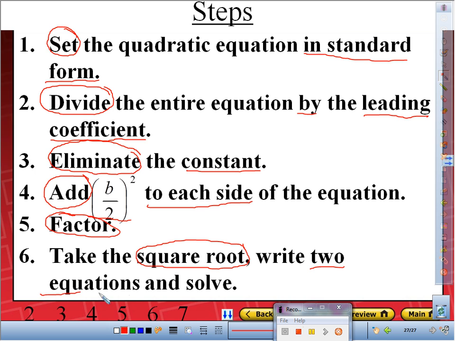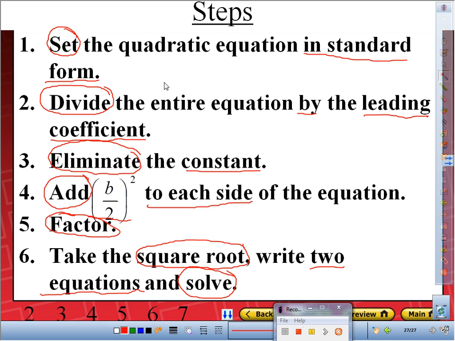Two equations, solve. Square root, two equations, solve. Fairly simple. I think it's about a nine-step process, but they're short steps.